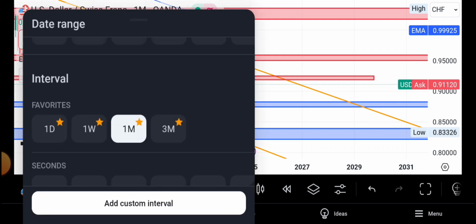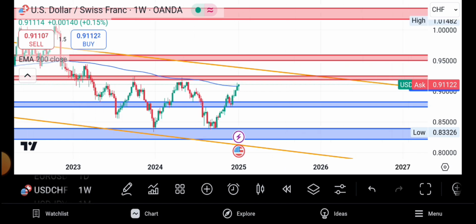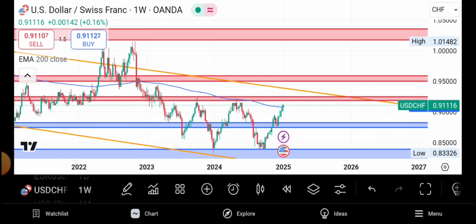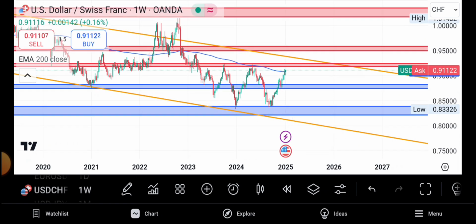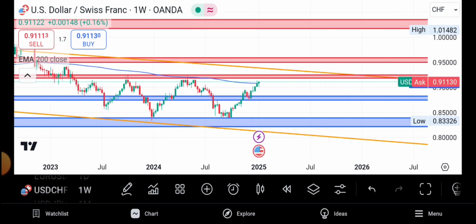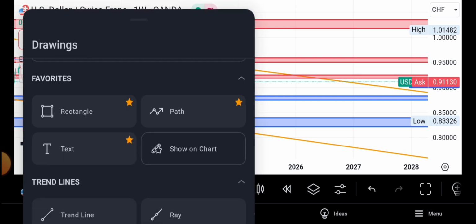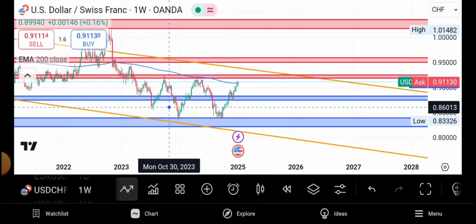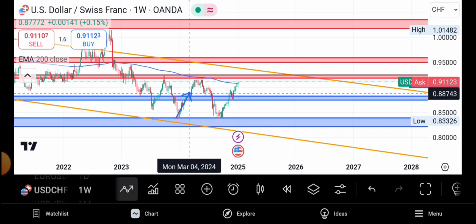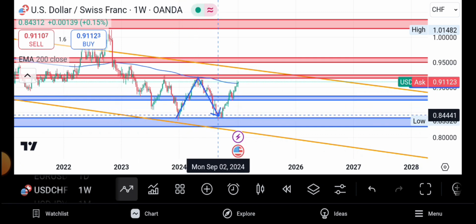Then let us continue to the weekly time frame. Now you can see clearly what is happening in the weekly time frame. Currently this price action is at the ranging zone. Can you see? It is now a ranging market.